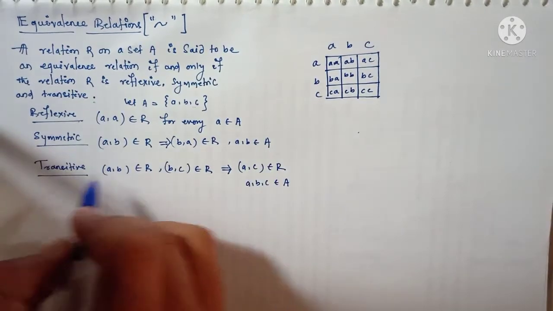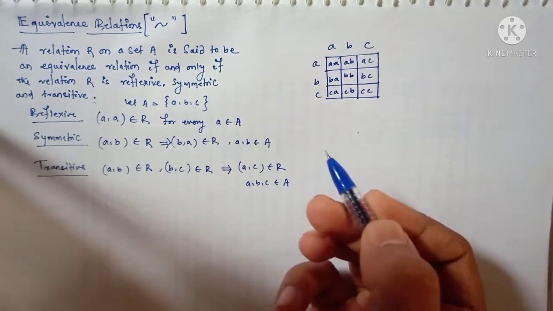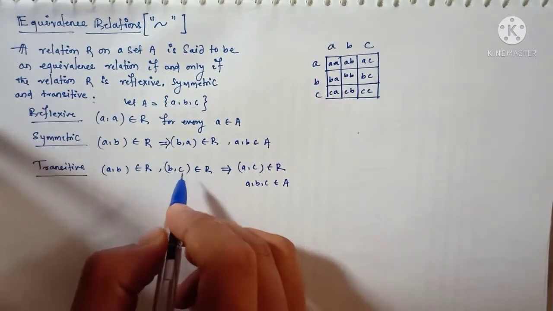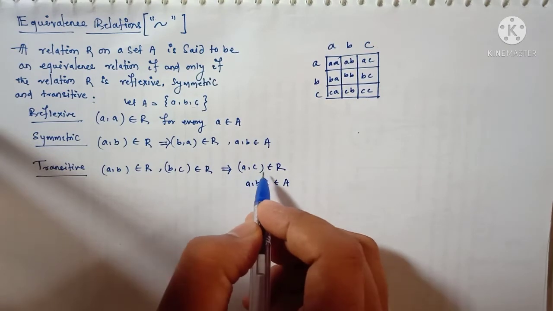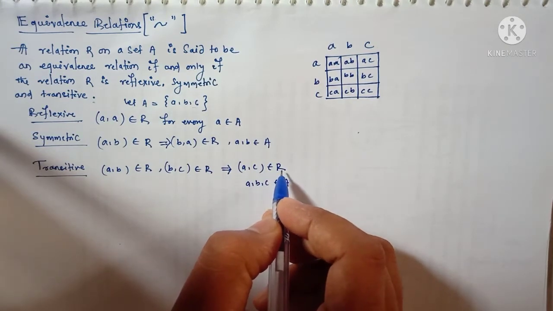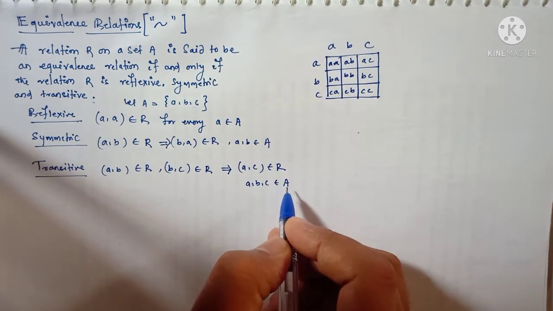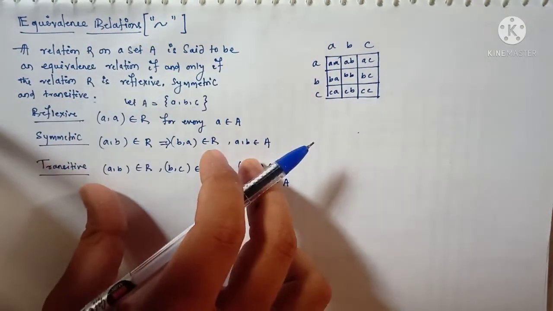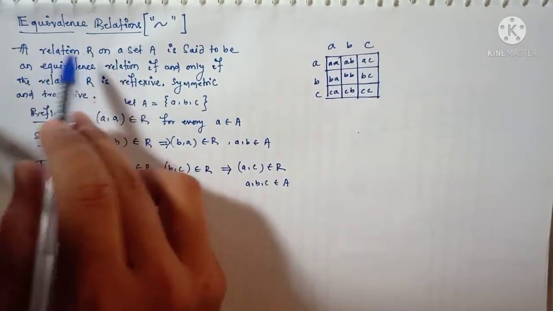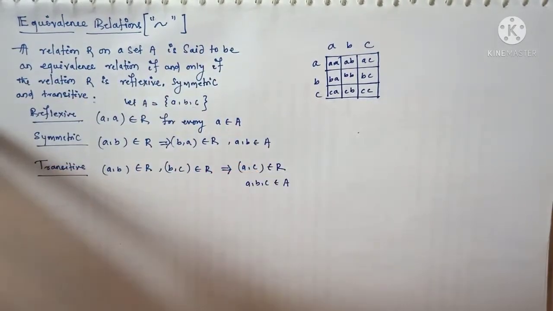And the transitive property: if (A, B) belongs to R and (B, C) belongs to R, where C is another element, then that implies (A, C) belongs to R, for all A, B, C belonging to A. So if the above three conditions are satisfied, then we say that the relation is an equivalence relation.